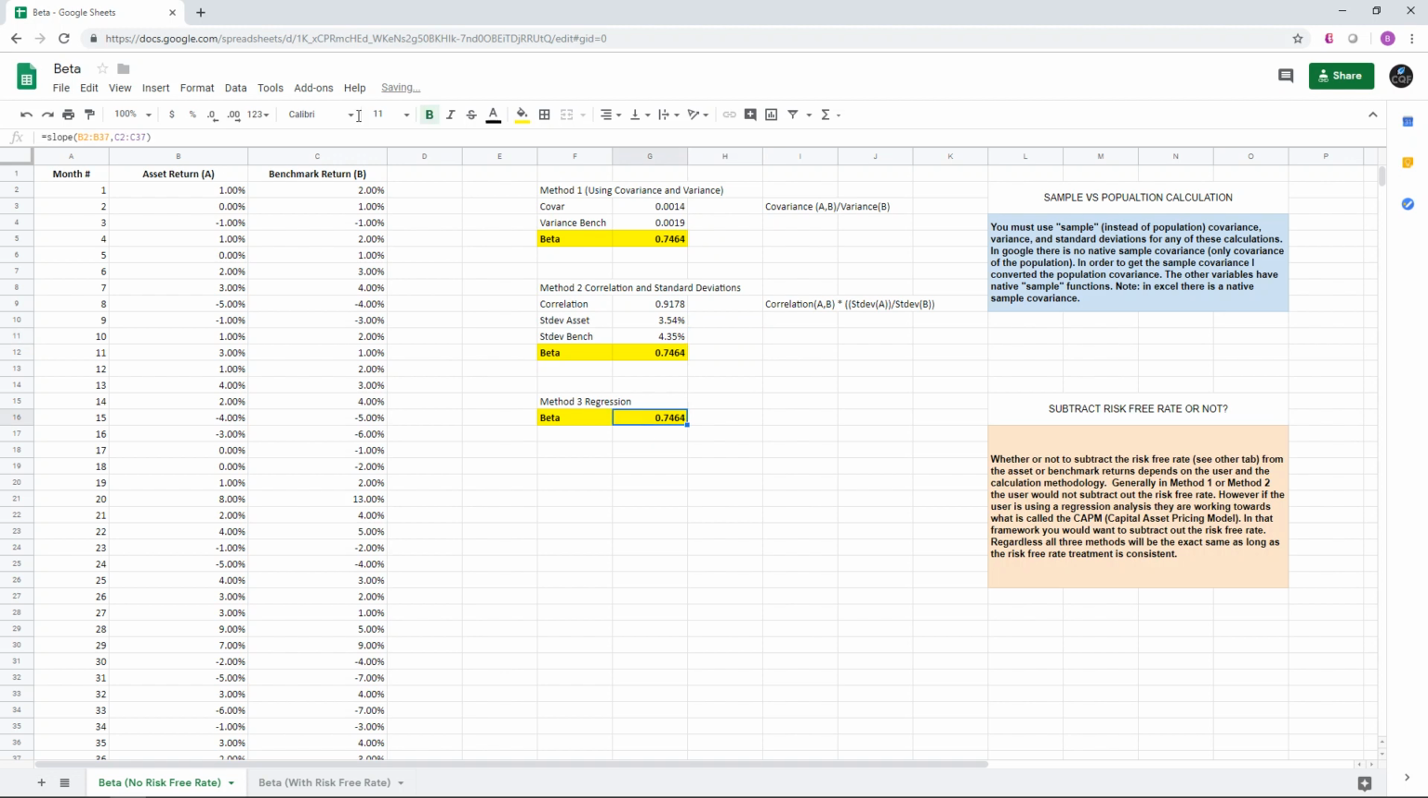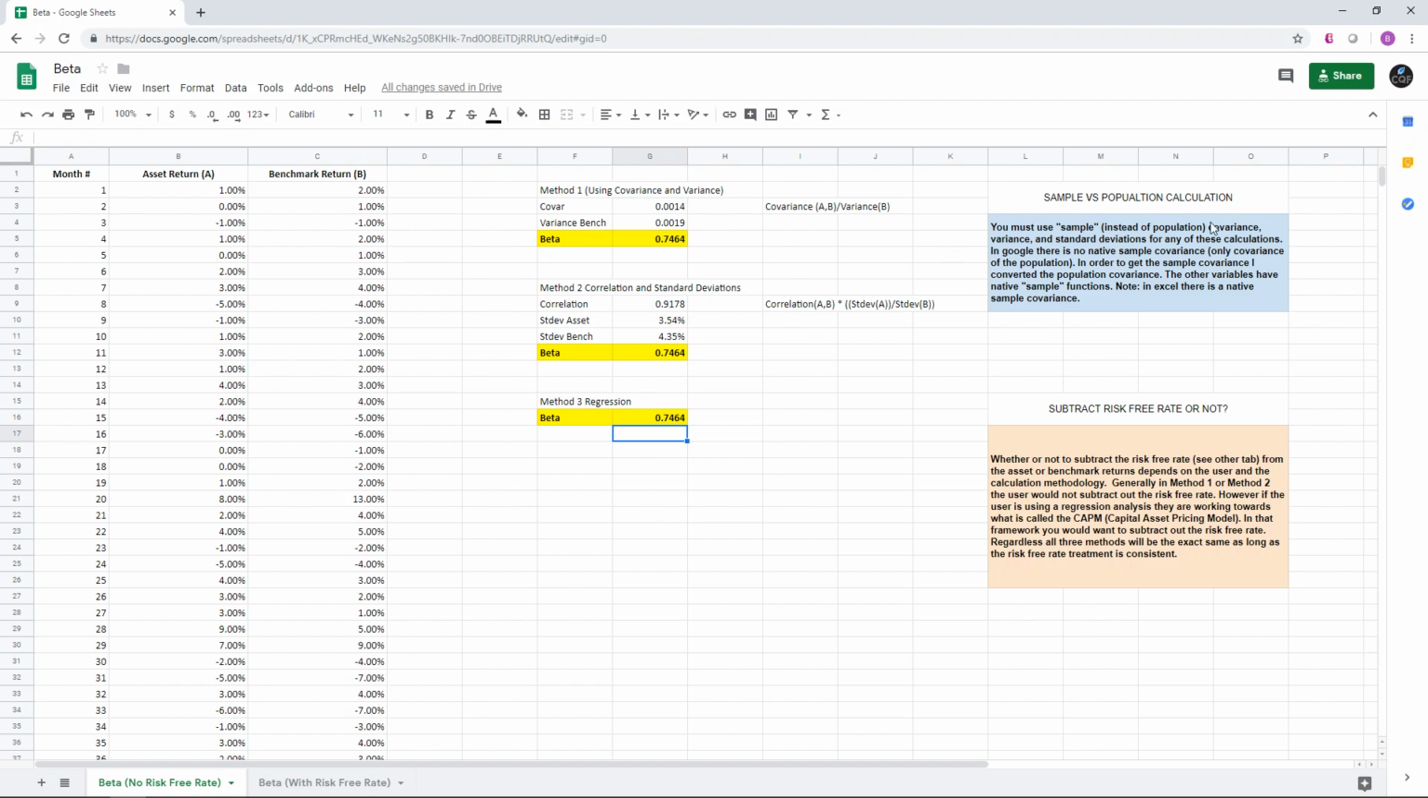Then lastly, if we did a regression, which both Excel and Google Sheets can do pretty easily, it's pretty handy. You can get a beta within a regression really easily through a formula called SLOPE. This is just the beta coefficient in the linear regression. So I just identified the y variable and the x variable. The y would be the asset and the x the benchmark, and get the slope. And this is using the regression methodology. As you can see, they get the same exact beta perfectly for each.